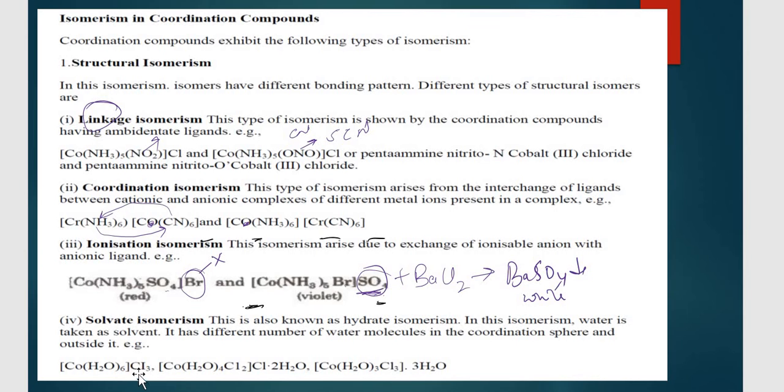Next is the solvate isomers. That's very easy. You can see here the number of water molecules are different inside and outside the bracket. Again, remember, we don't change the coordination number inside. If it is 6, there have to be 6 ligands to it.